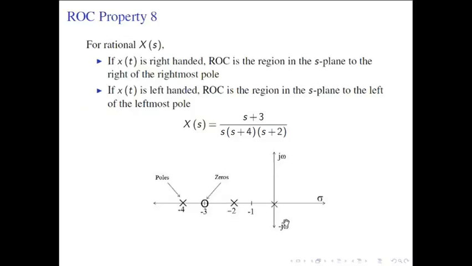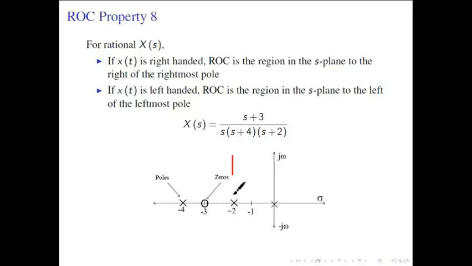Okay, ROC property 8: for rational X of s, if x of t is right-handed, then the ROC is the region in the s plane to the right of the rightmost pole. So now let's consider x of t as a right-handed signal. Here in this case the rightmost pole is -2. And if the rightmost pole is -2, then its ROC is the region in the s plane to the right of this -2 point, which will be this region.